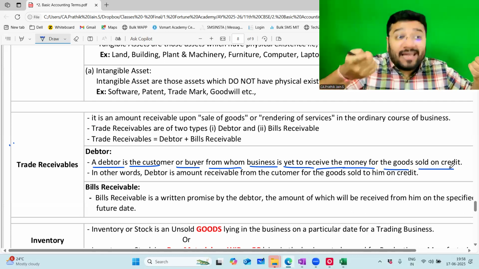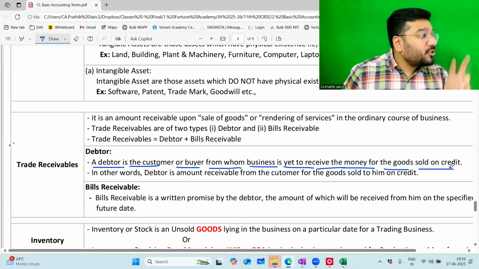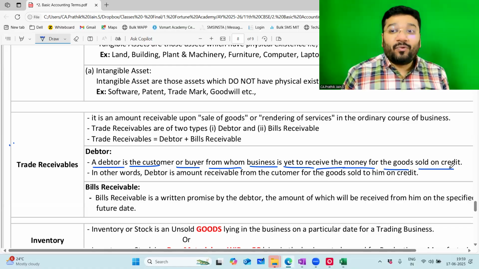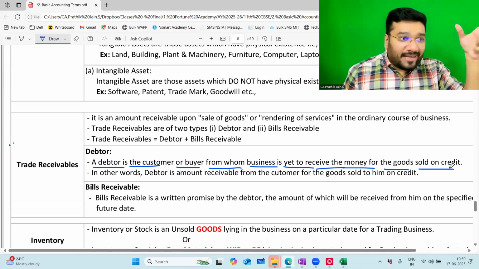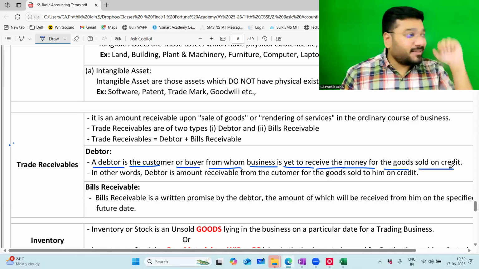For what? For selling goods. Because I sold chocolates to you. Chocolates is my goods. What is goods? Anything that I purchase with intention to sell is called as goods. That also we discussed in the initial classes.